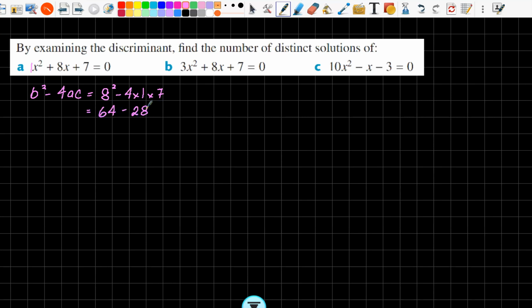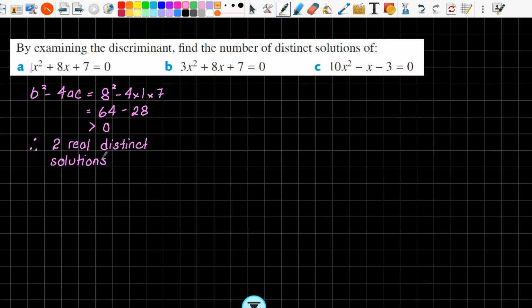Now, if this is a test question with non-calculator or, quite frankly, even calculator, I'm not going to bother working out what the actual answer is. I know straight away that 64 take 28 is greater than 0. Therefore, I'm going to have two real, distinct solutions. Okay, done and dusted.